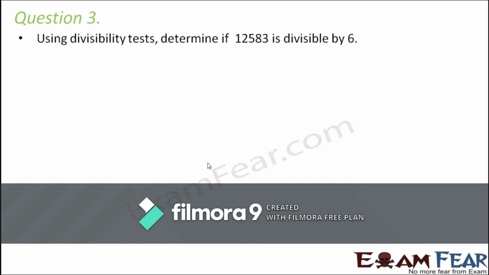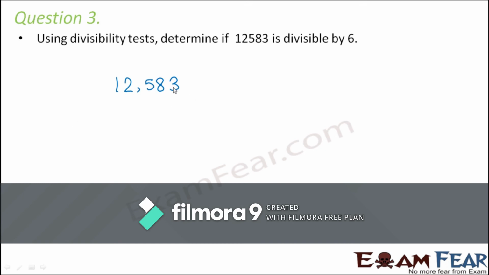Question number 3. Using divisibility tests, determine if 12,583 is divisible by 6 or not. Now what is the rule? The rule says that if a number is divisible by both 2 and 3, then the number is divisible by 6. So now let us check the divisibility by 2. Is this number divisible by 2?